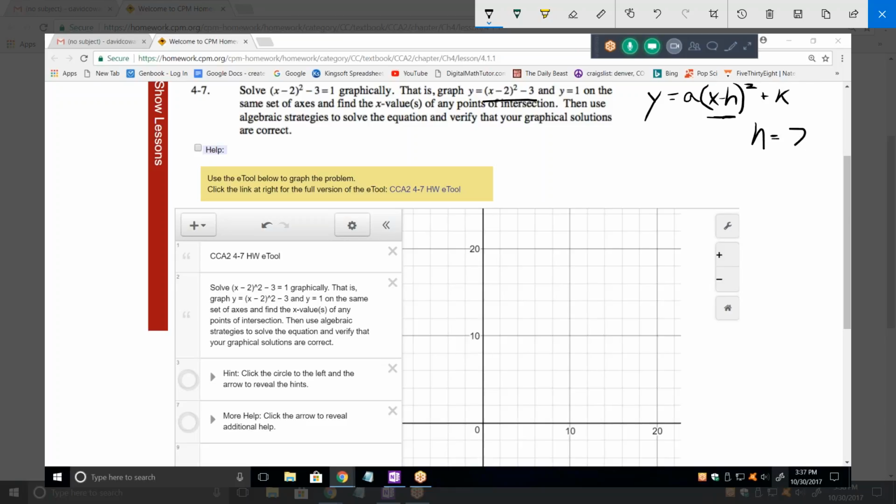Correct. Positive 2. Very important you get the signs right. And what is k? -3. That tells us where our vertex is. So if I go to 2, let's see, each one of these is 2. So that's 2, -3 right there.